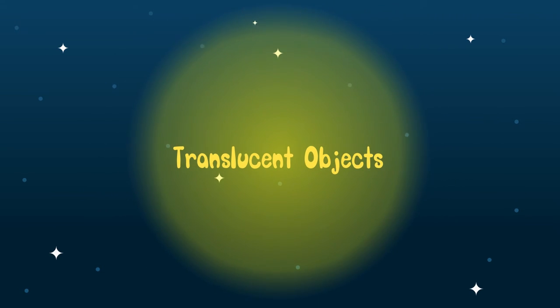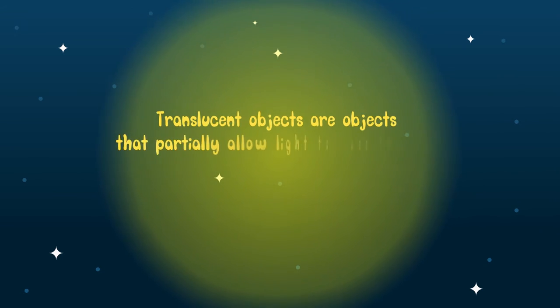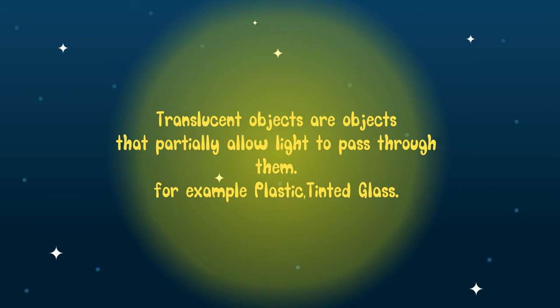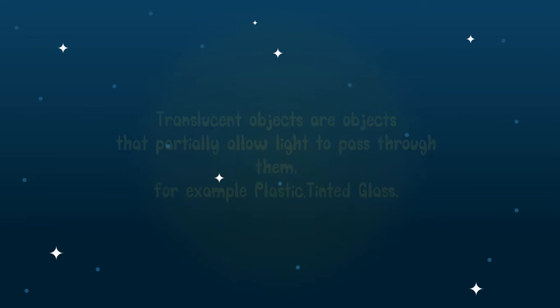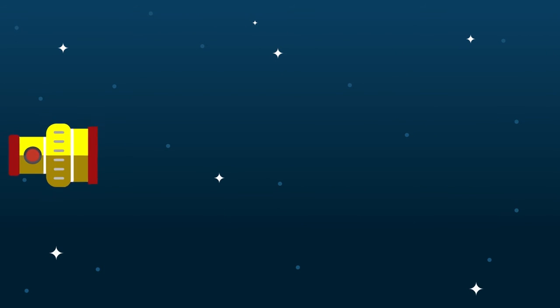Translucent objects. Translucent objects partially allow light to pass through them. For example, plastic, butter paper, frosted glass, etc.